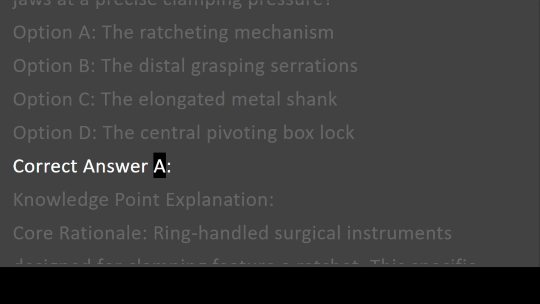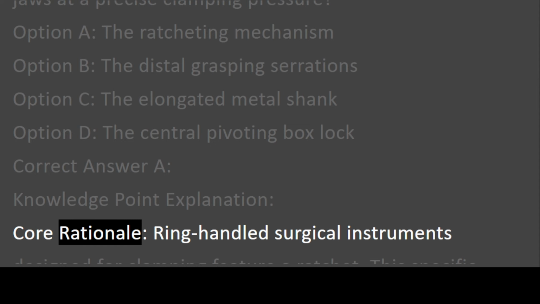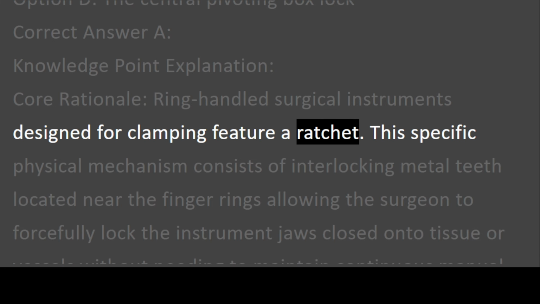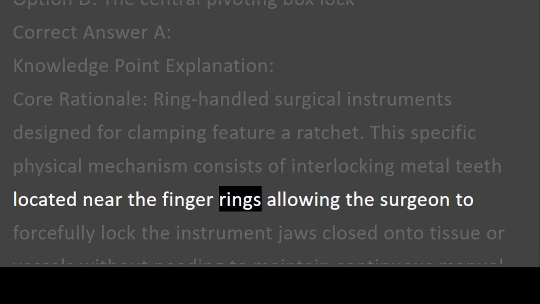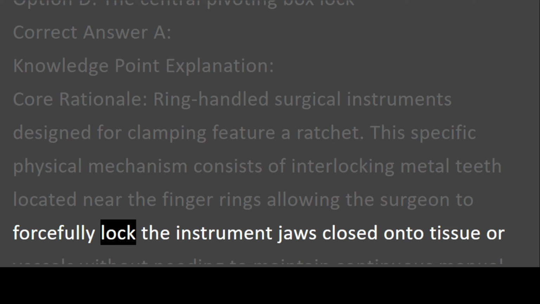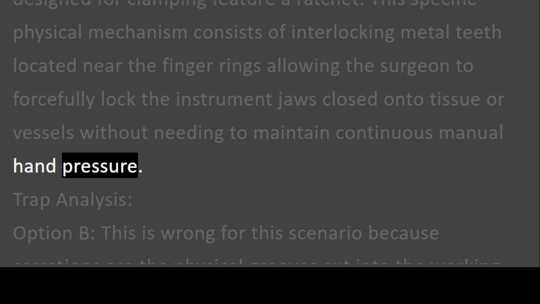Correct answer A. Knowledge point explanation. Core rationale: ring-handled surgical instruments designed for clamping feature a ratchet. This specific physical mechanism consists of interlocking metal teeth located near the finger rings, allowing the surgeon to forcefully lock the instrument jaws closed onto tissue or vessels without needing to maintain continuous manual hand pressure.